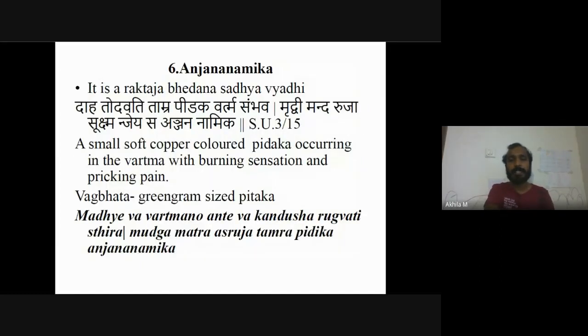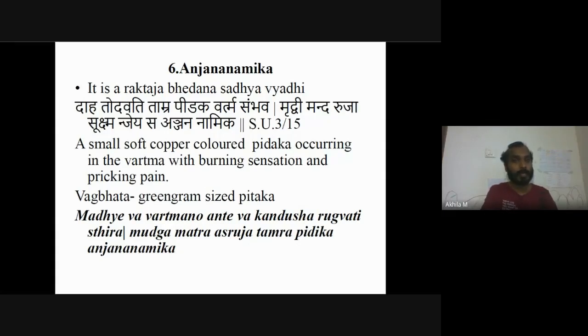Then we come to Anjana Namika. Anjana Namika is told by Susruta Acharya and Vagbhata Acharya. Raktaja, Vedana Sadhi Vyadhi. How does Vagbhata Acharya describe Anjana Namika? Madhyeva Varmano Andeva Kandusha Rupa Adhisthira Mudga Matra Astra Jagatamba Pidaga Anjana Namika.